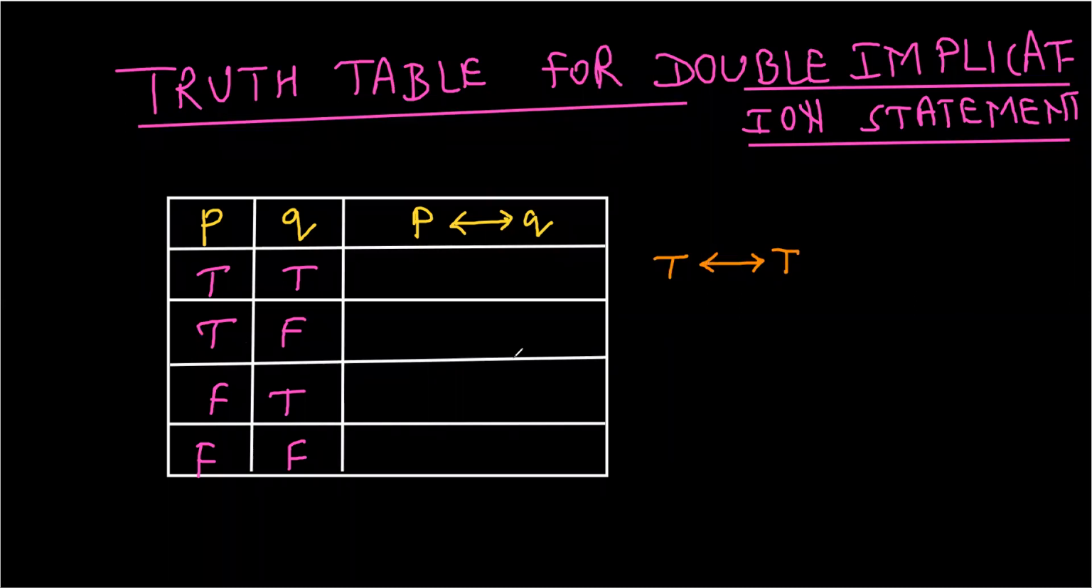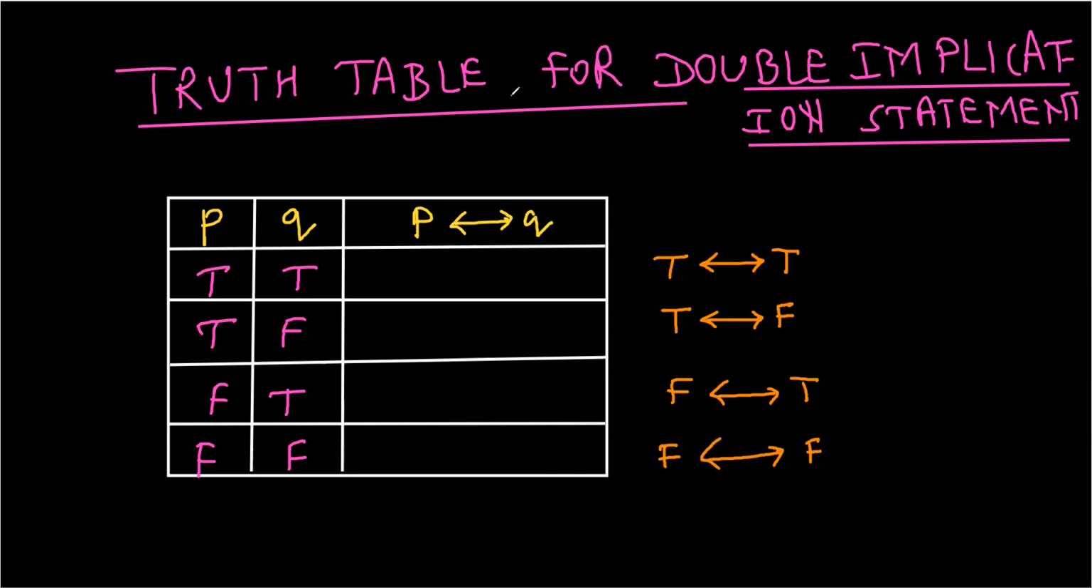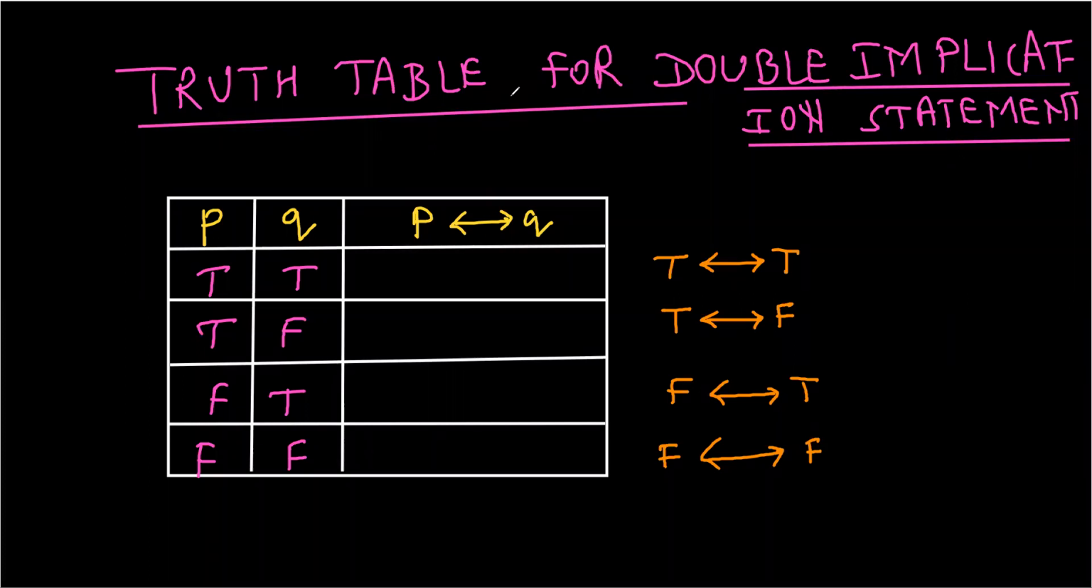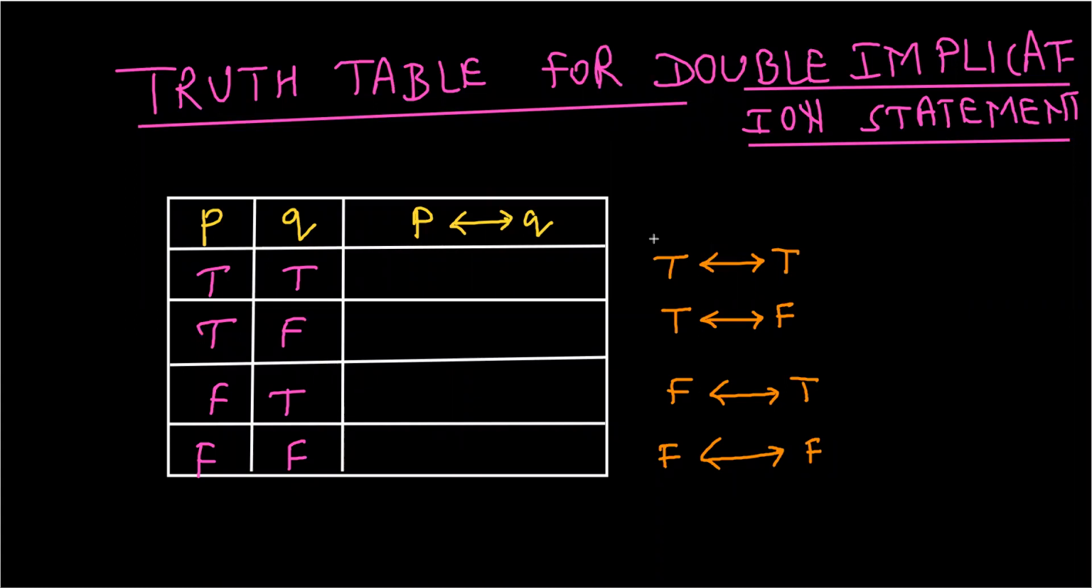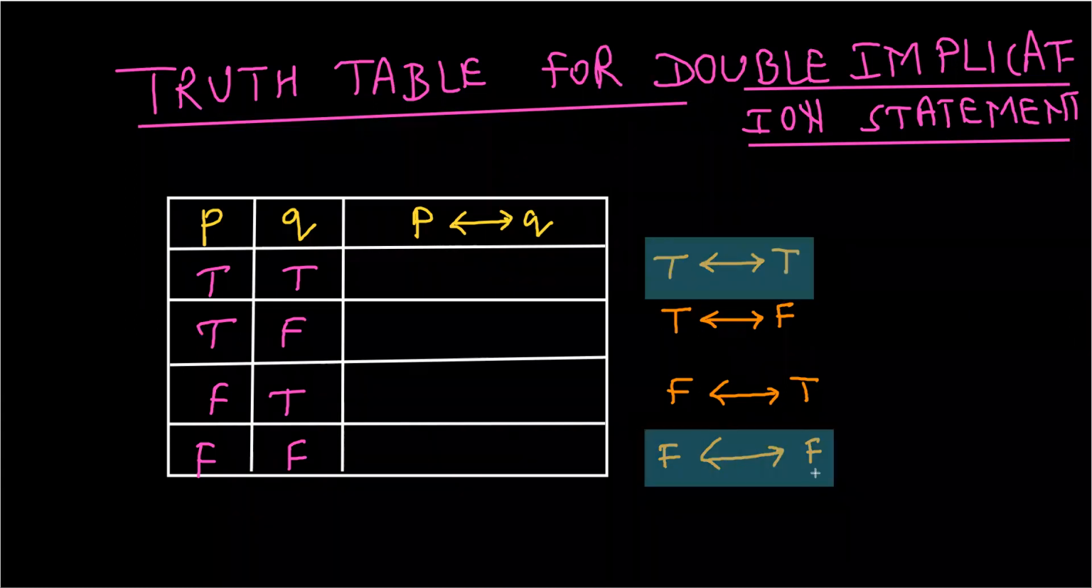When P is true, Q is false, then true, biconditional or double implication, false. In the third case, it is false, double implication, true. And the fourth one is false, double implication, false. Now remember students, in these two cases, which two cases? The first one and the fourth one. What do you notice?